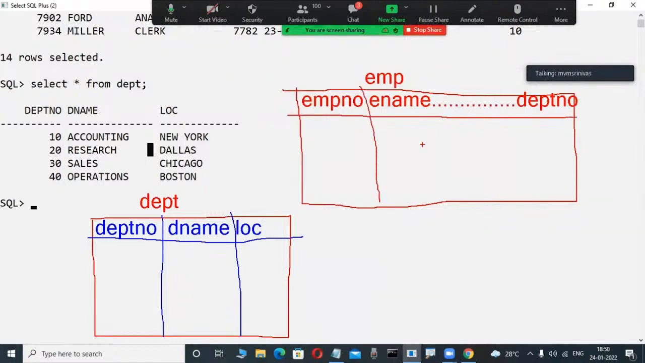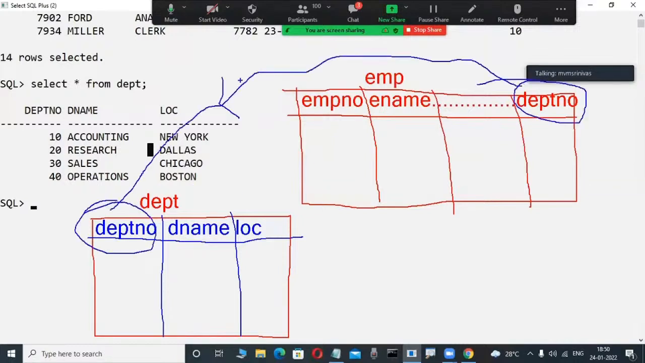In these 2 tables, first you have to check whether a common column is there. Yes, a common column. Only with this common column is the relationship established between the tables. Concentrate here. DEPT number is here also. Okay, fine. Now check it out.